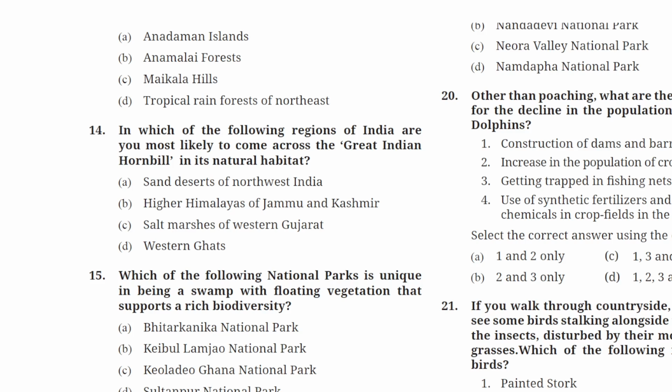The nesting grounds of the birds in the Nilgiris northeastern range are also believed to support some of the highest density. It is vulnerable basically. Okay, so answer is D, Western Ghats.